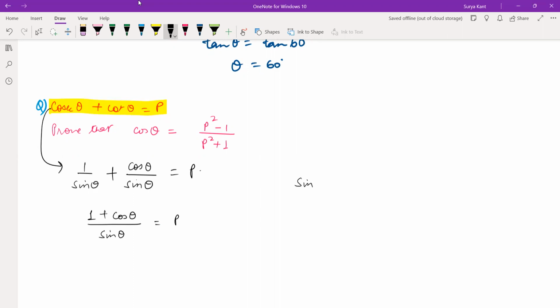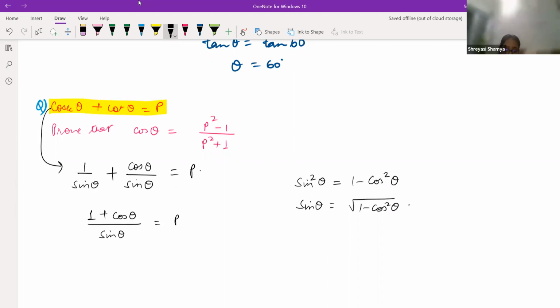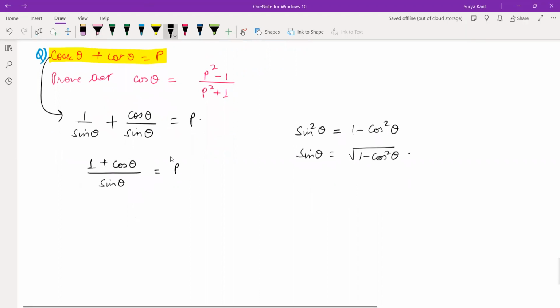In place of sine square theta, what I'm trying to do, everything we just convert into cos. Sine square theta can be converted into cos form. We can write it as 1 minus cos square theta, right? So in place of sine theta, what we can do? Root of 1 minus cos square theta. Correct? So we write here in place of sine theta, root over 1 minus cos square theta is equals to P.